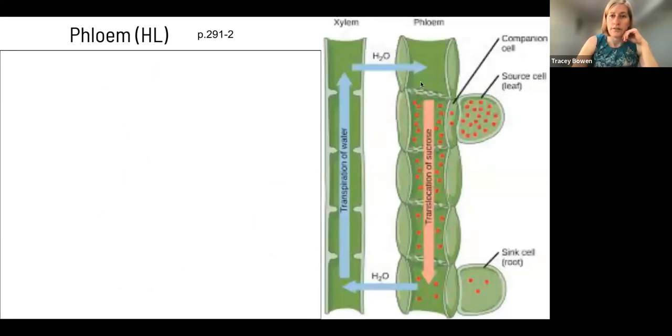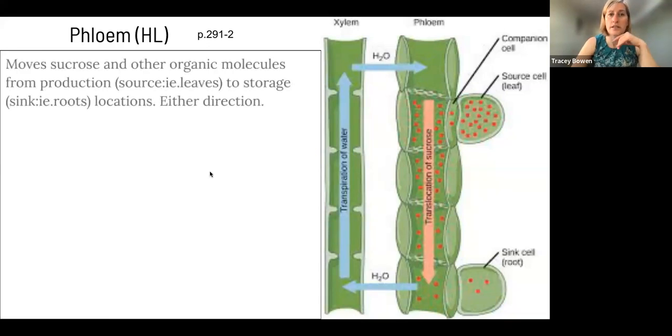So then looking at phloem here, so this is the xylem tube, which transports water, and then phloem is going to be transporting sucrose, amino acids, other organic molecules, and it's going from a source like leaves where sucrose is being made to a storage, which is called a sink, like roots. And it can travel in either direction in the phloem tube, but it has to be traveling in one direction only. It can't travel in both directions at the same time.